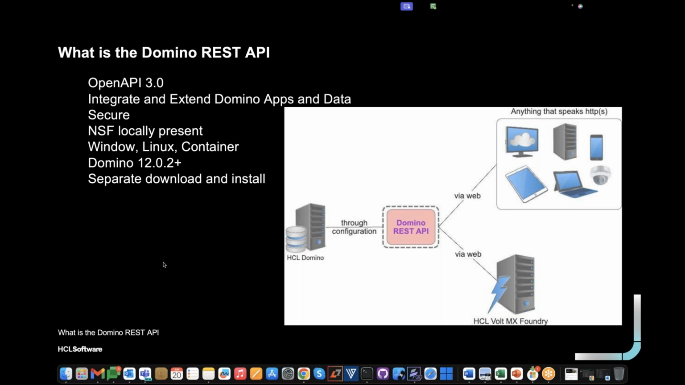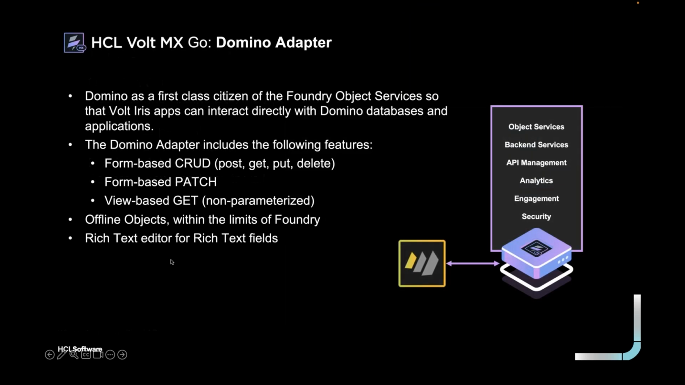So the next piece that we'll look at is the Domino adapter. So the Domino adapter is essentially the bread and butter of what creates VoltMX to VoltMX Go. This is one of the adapters that will be sitting on your Foundry server, and this adapter allows for you to interact directly with your Domino data as a first-class citizen in the Foundry object services.